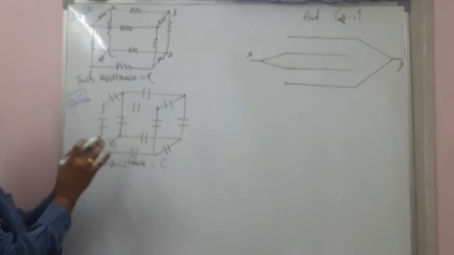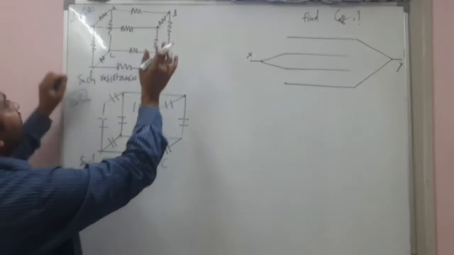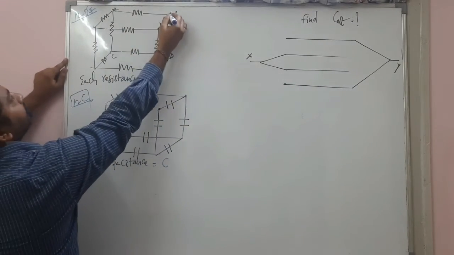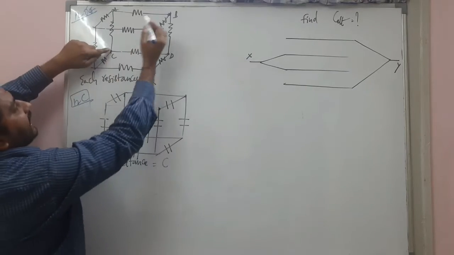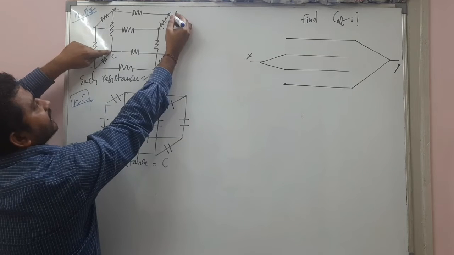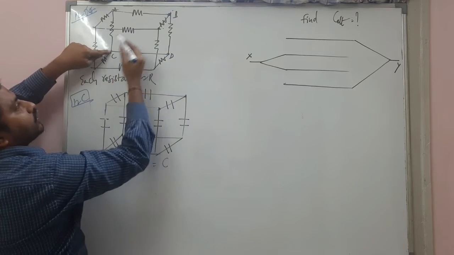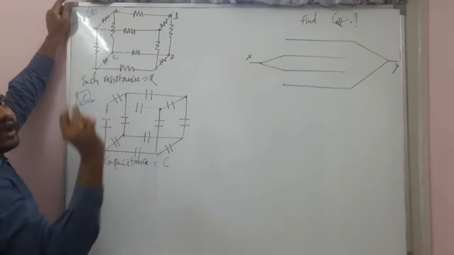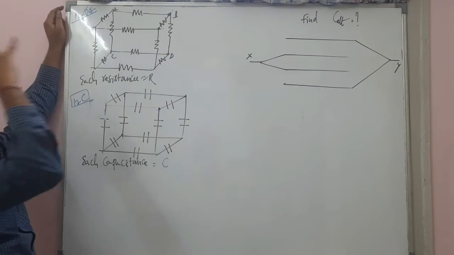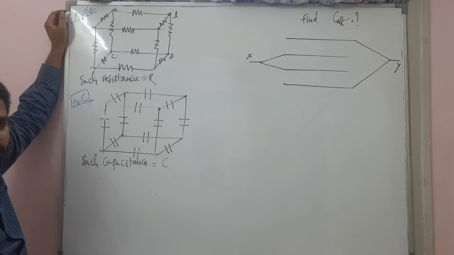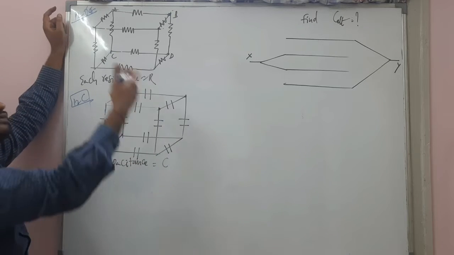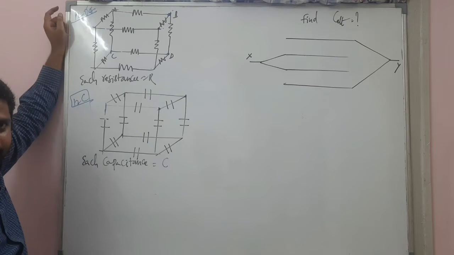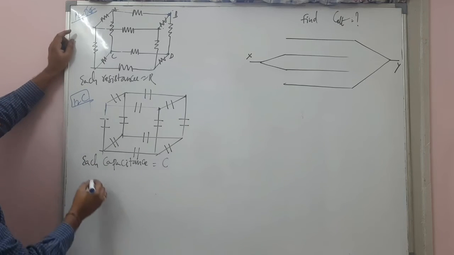Then, face diagonal. A, B, C, D is the face of a cube. The positive terminal is connected to B and the negative terminal is connected to C. Between these two points, which are face diagonals, what is the effective resistance of the cube? Here also the same. Body diagonal points: between two body diagonal points, what is the effective resistance of the cube? Like that, questions can be asked. So for that, the shortcut I have told you already.